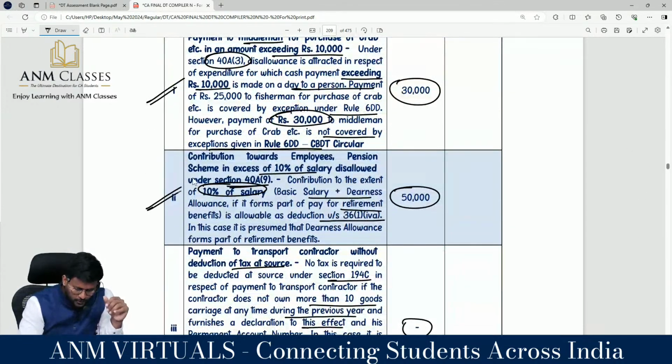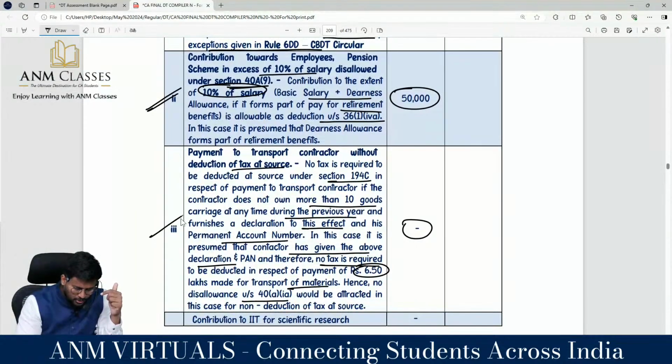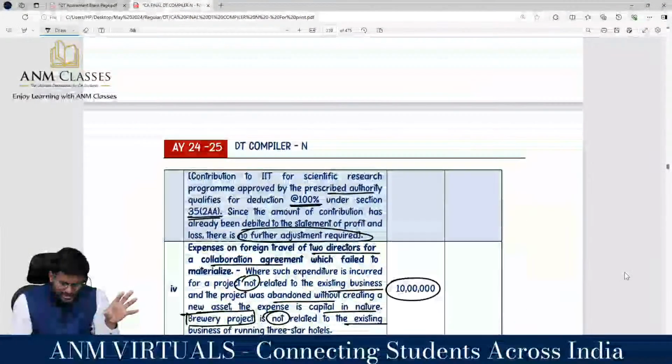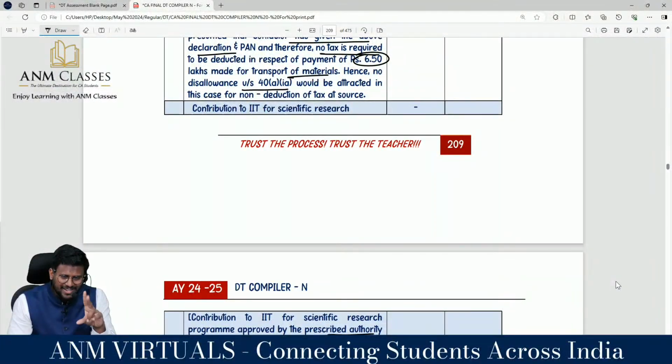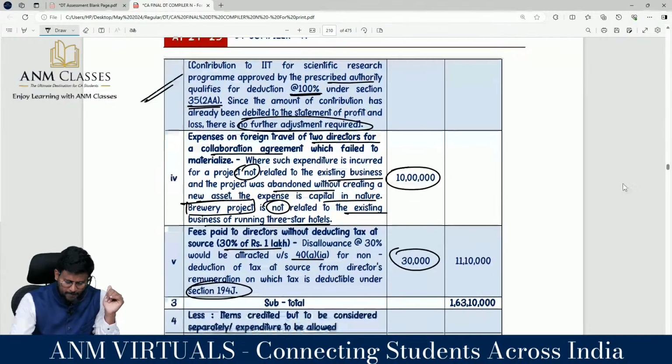Then contribution towards employee in excess of 10%. It will be added back as per section 36(1)(va). Correct? How much? Add back 50,000. Payment to transport contractor without deduction of tax at source. What should be added back? It's an exception to 194C. Contribution to IIT for scientific research. What should be added back?